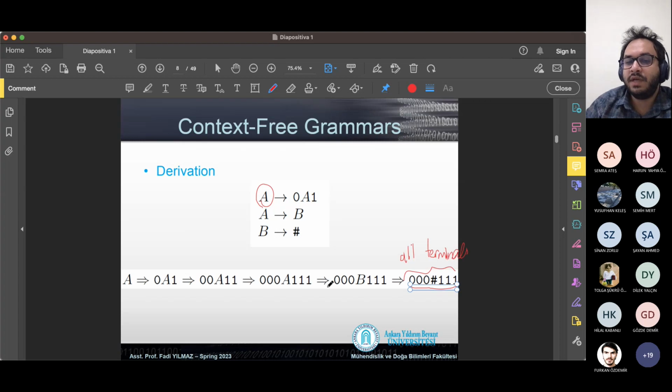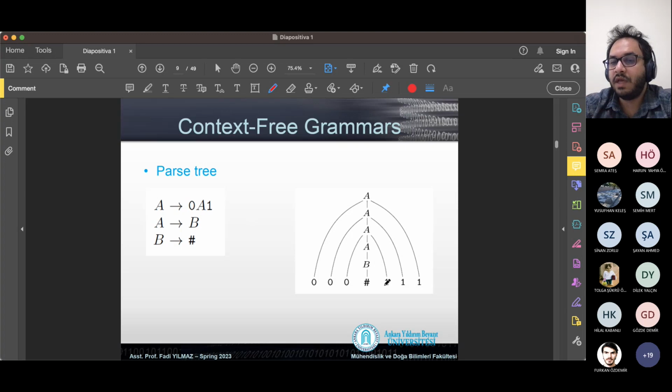So you cannot say that, okay, this is my string. 000B111 is not your string. It contains this variable. But this is not your string. You have to have all terminals. And you have to use the substitution rules until you have all terminals.